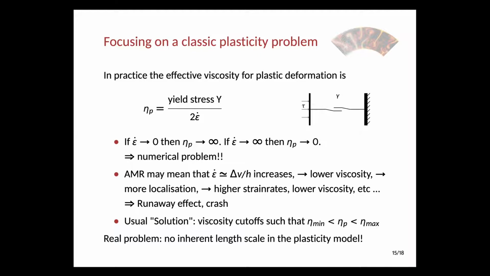More specific to ASPECT, it has adaptive mesh refinement, right? And if I decide to approximate the strain rate as the variation of velocity over a cell of size h, every time that I refine my grid, h becomes smaller, and so the strain rate increases, which yields a lower viscosity, which yields more localization, which yields higher strain rates and therefore lower viscosity, et cetera, et cetera.